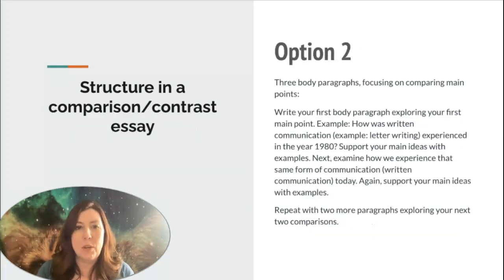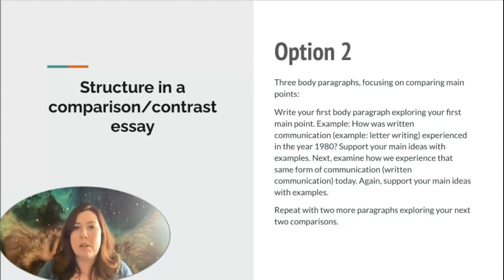Here's option number 2. It's a 3-body paragraph structure. You may think that means more work because it's more paragraphs, but it's all the same information, just in a different order. So in this one, you'd have 3 body paragraphs, and instead of focusing on then and now, your focus is going to be on the type of communication.